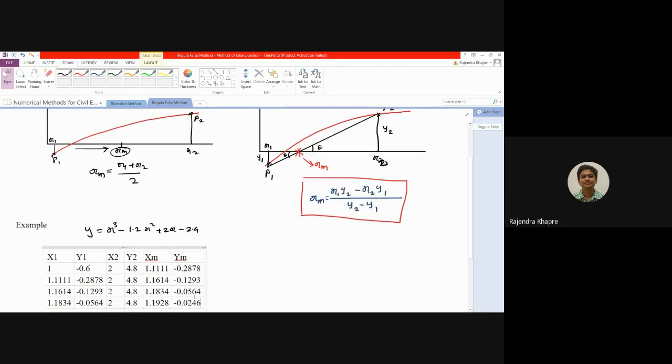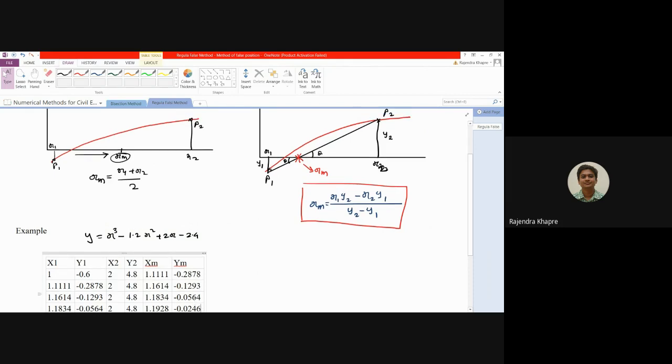Are there any queries? Yes, students, any queries, please? Okay, fine. So both methods work on the same process. The only thing is the equation is different. This equation is slightly advanced, and the bisection method is a very crude and very basic method.